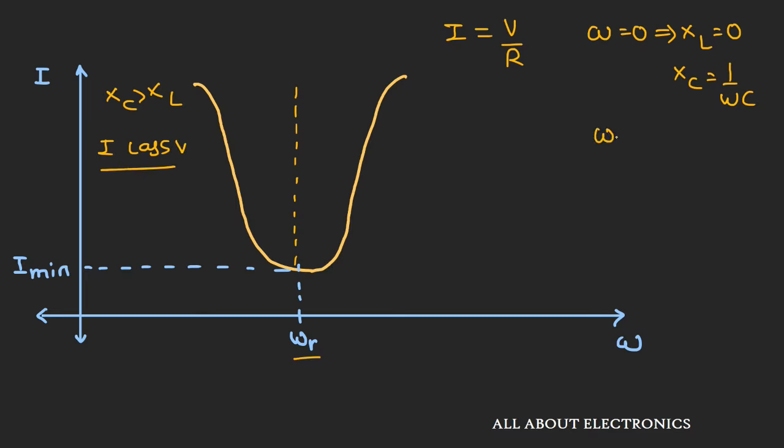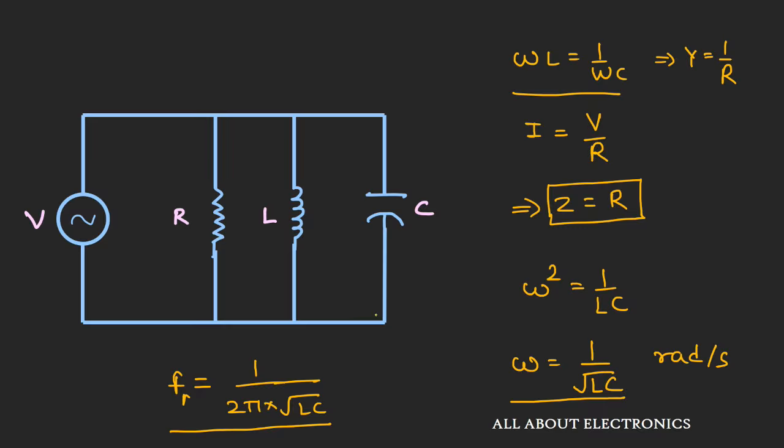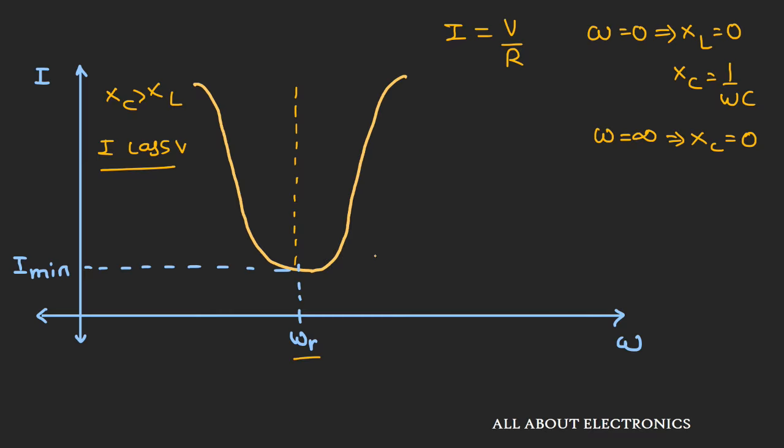While at higher frequencies, let us take a frequency omega equal to infinity, the XC is nothing but 0. So for higher frequencies, this capacitor will act as a short circuit and the entire current will flow through that capacitor. So at higher frequencies, this capacitive reactance is dominant, and the current leads the voltage. So for the frequencies lesser than this resonant frequency, the behavior of the circuit will be inductive, and for the frequencies higher than this resonant frequency, the behavior of the circuit will be capacitive.